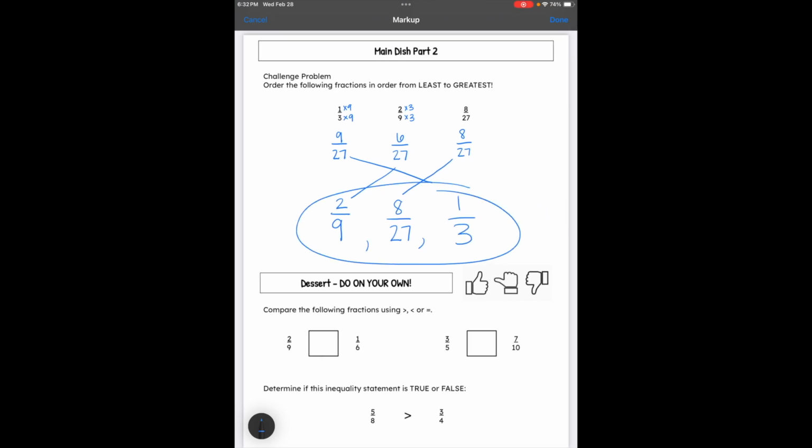So notice for this problem, I wanted to try and create a common denominator between all 3 of the fractions so I could easily compare them all. So I made 27 the common denominator, and then I just moved the fractions around to least to greatest, putting the original fraction, not the new fractions that I had made. Go ahead and complete your dessert for today.